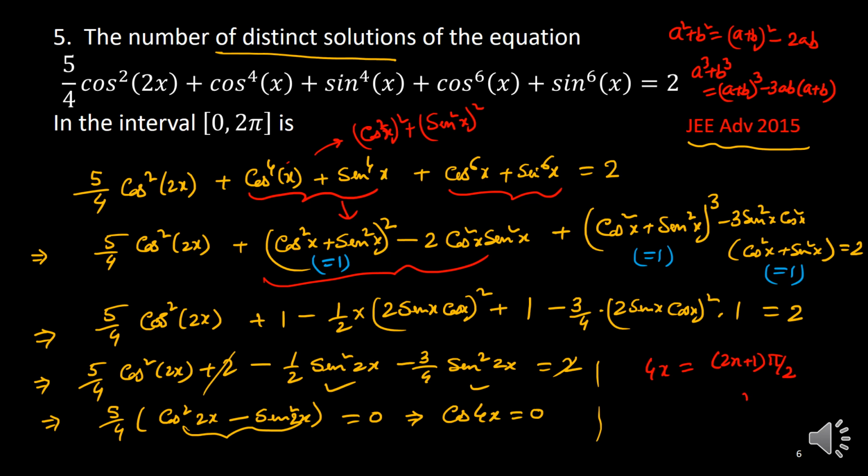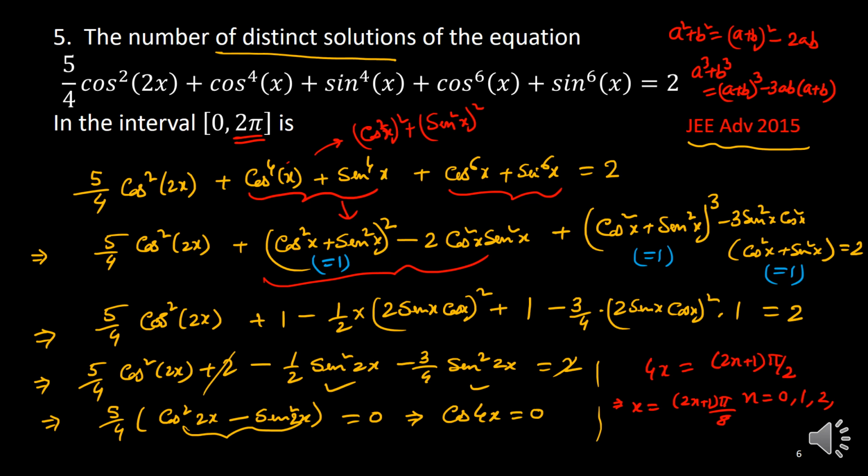So n can be any integer: 0, 1, or negative numbers, it's fine. All integers. So now what are the numbers? From here we can get x equals (2n plus 1) times pi by 8. So how many values of n can you get, so that x is bounded up to 2 pi?